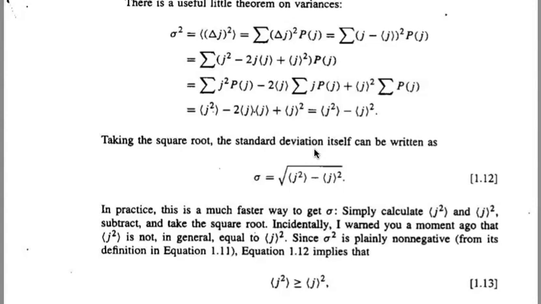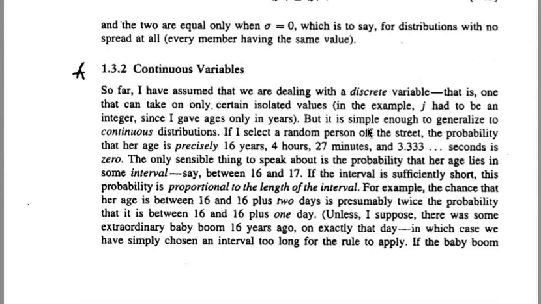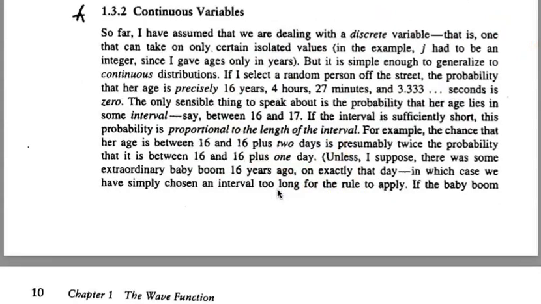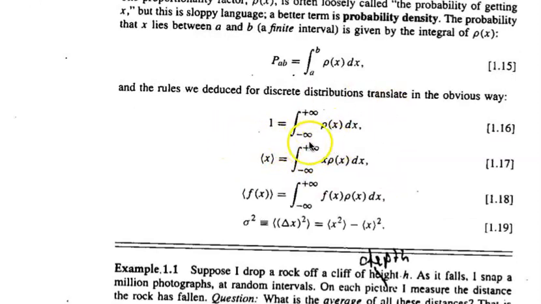All right. So what I've done so far is true for discrete statistics. In continuous variable statistics, you have a similar kind of behavior occurring. And it turns out that the probability that an individual chosen at random lies between x and x plus dx is given by the probability density times dx. And so now we can talk about the probability between a and b as the integral from a to b of the probability density.